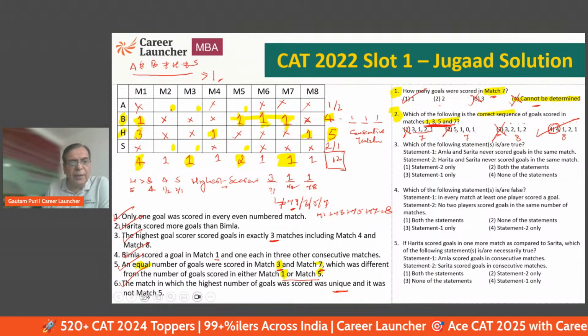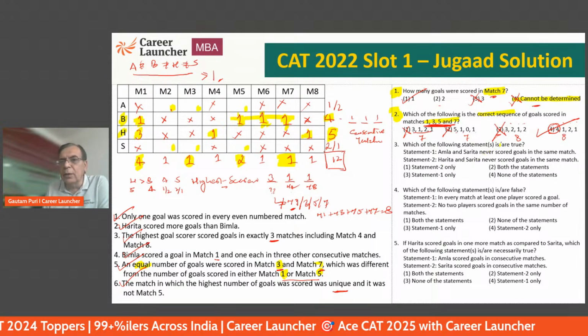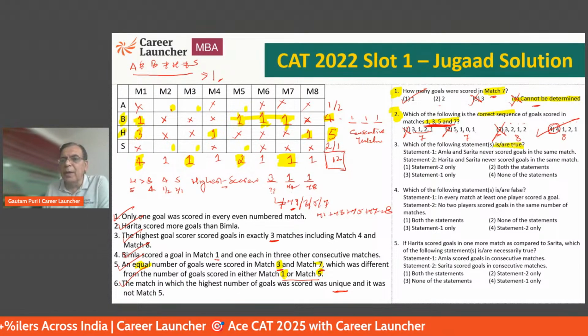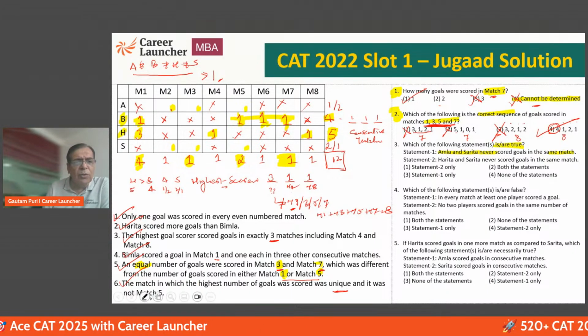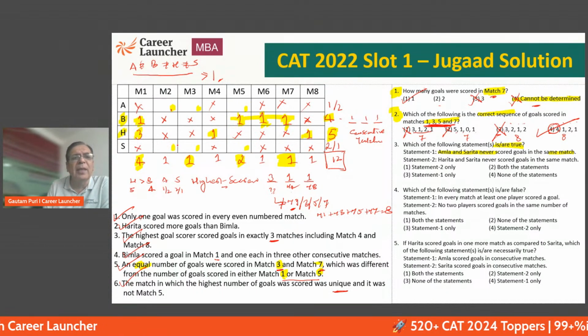Which of the following statements are true? Okay. We are looking at truth. Statement 1. A and S never scored goals in the same match. Yes. Because 3 goals have to be scored between them and there are 3 blanks.